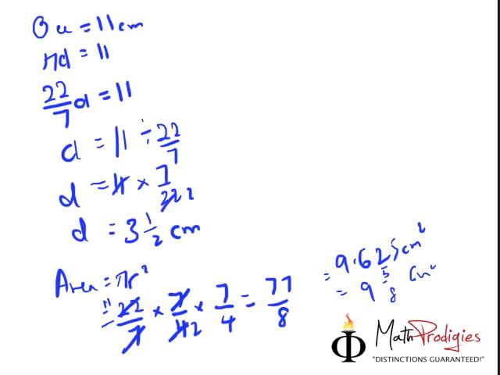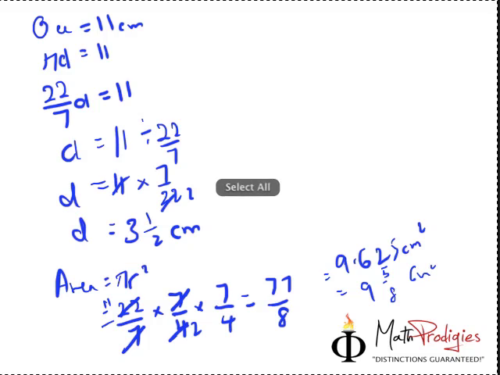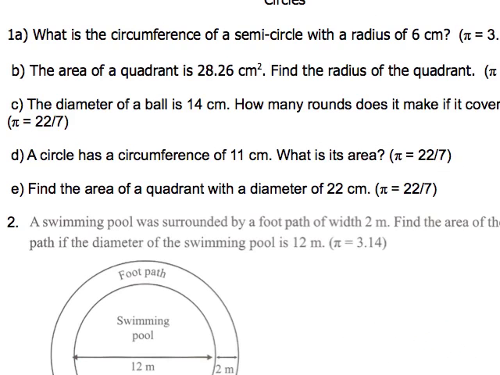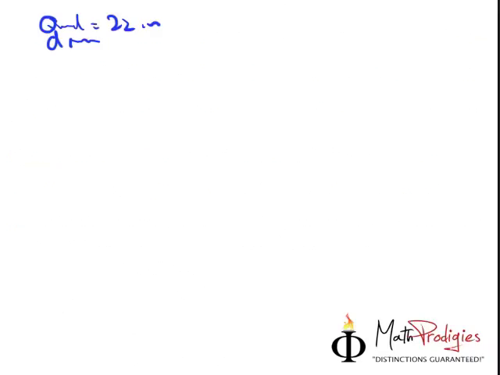Okay, if you got it right, high five, because you are a math royalty. Good job. And let's move on to the final one. The final one is: find the area of a quadrant with a diameter of 22 cm.